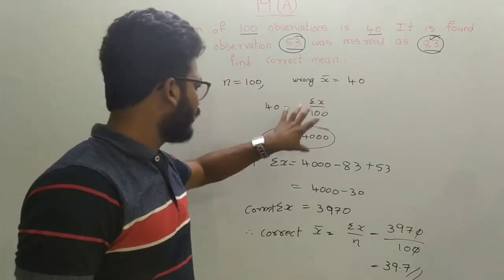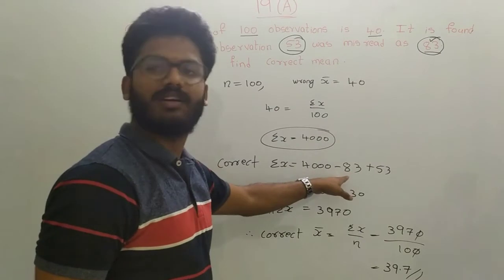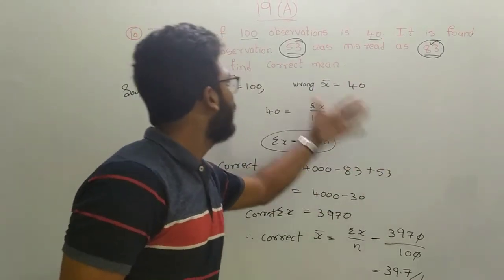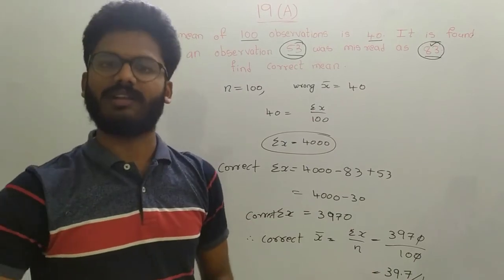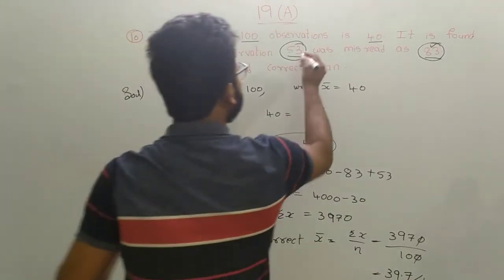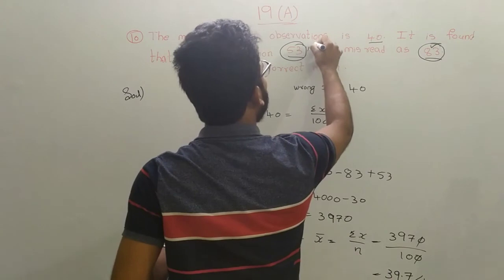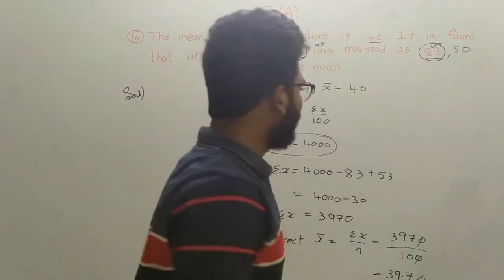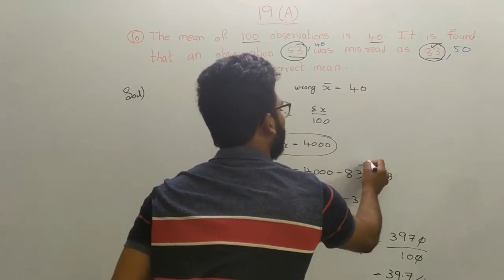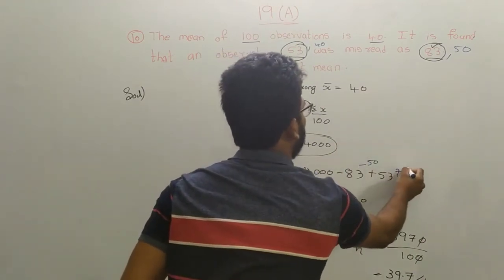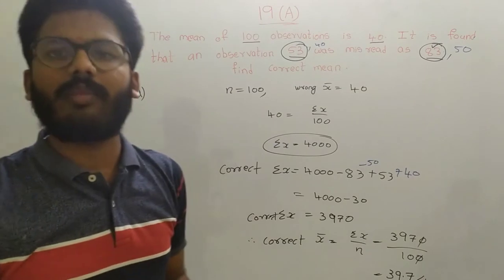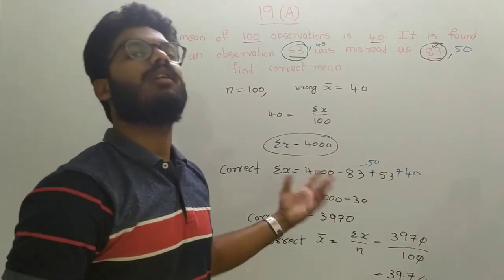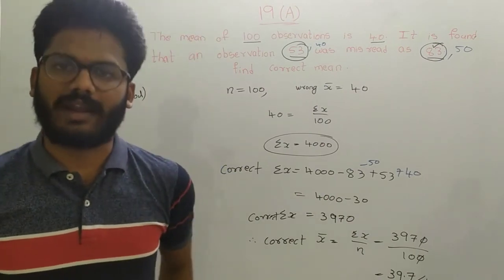Clear? Whenever they give a question like this, that is, some observation is taken as another observation, what you have to do? First find the sum, remove the wrong observation, that means remove whatever they have taken, and add the correct observation. In the same way, if they give two observations here, okay, 53, 40 and 83, 50, what we have to do? Here, we have to subtract one observation, and add the other correct observation. Like this, however many observations they give, that many observations we have to remove and add, so that we will get the correct mean. Clear?